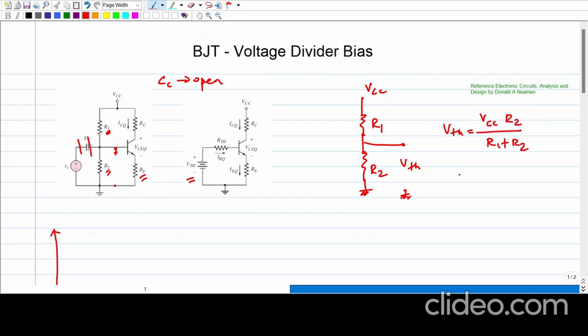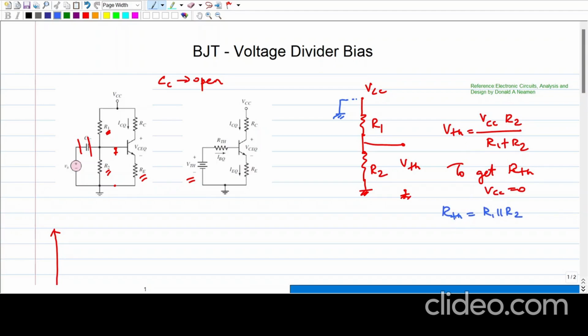How to get the Thevenin's equivalent resistance? To get RTH, you have to make VCC equal to 0. If you make VCC 0, that is, if it is grounded, then R1 and R2 become parallel. So RTH equals R1 parallel R2. So we got VTH and RTH.